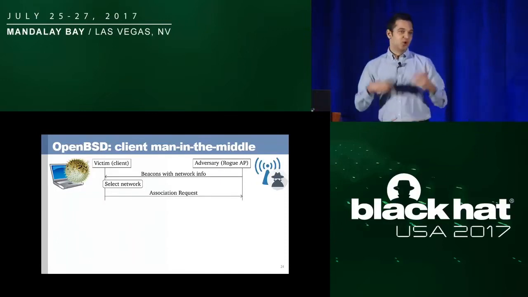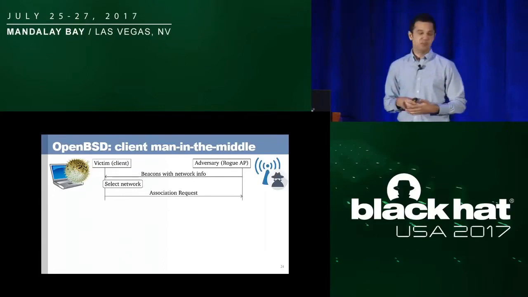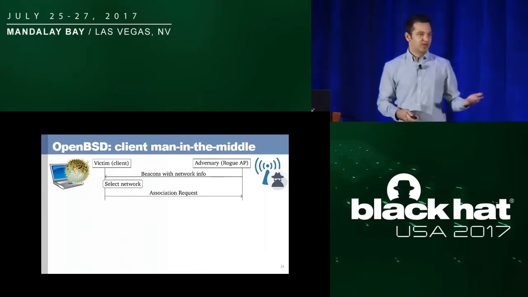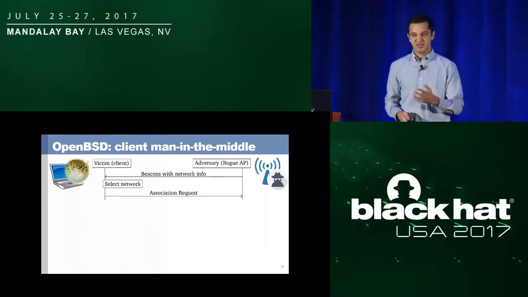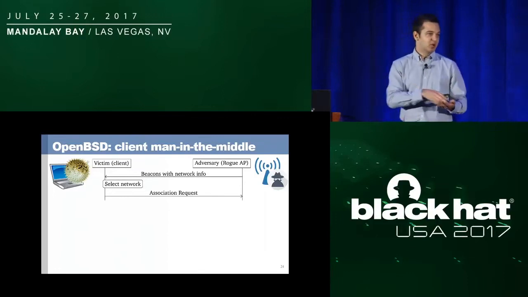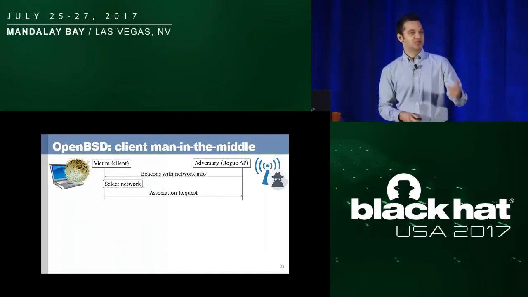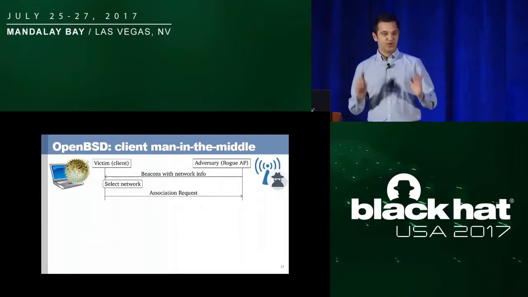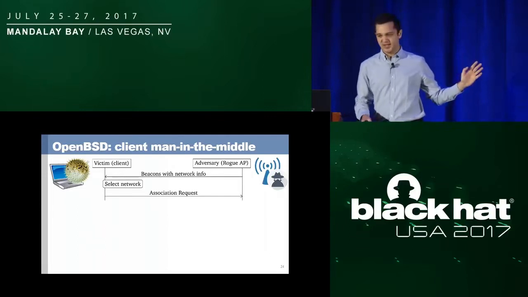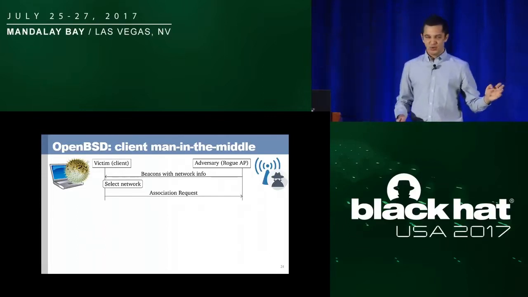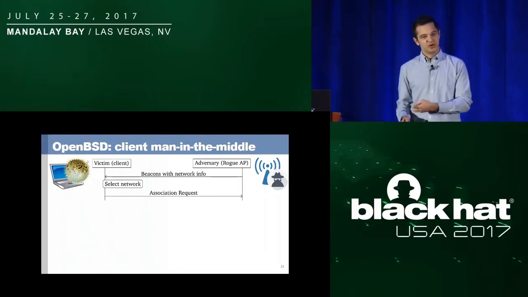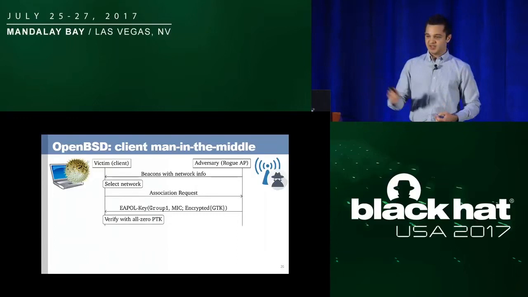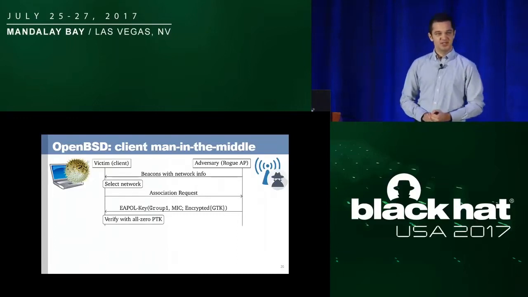The idea here is that this rogue access point just advertises; it basically clones the real network that we want to attack. The client will then connect to our rogue access point. It will send an association request informing our rogue access point, hey, I want to connect, I'm a client. And normally a real access point would now start the four-way handshake. But what we're going to do is send message 1 of the group key handshake.